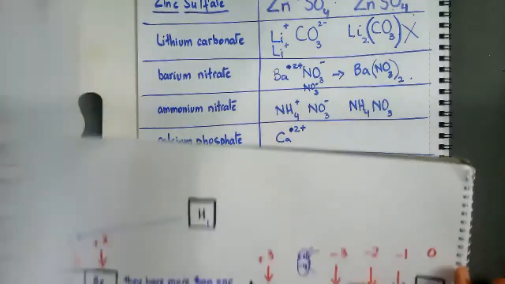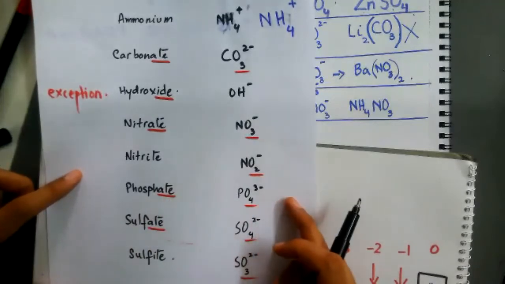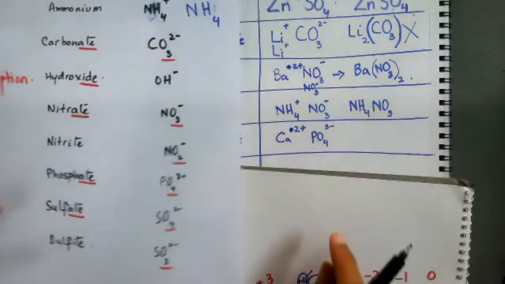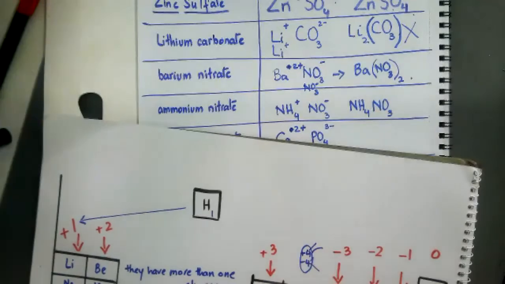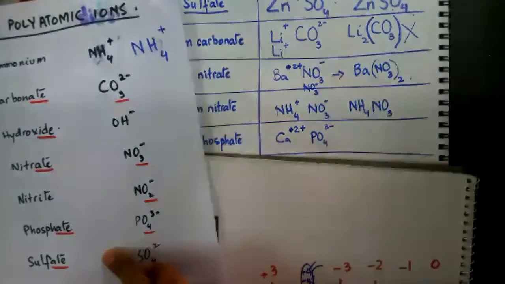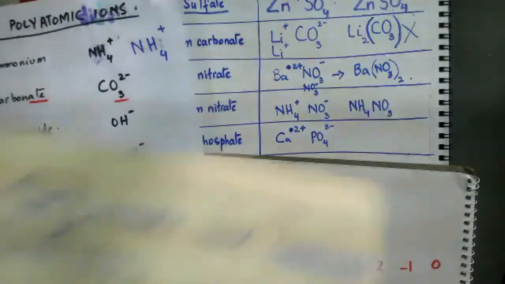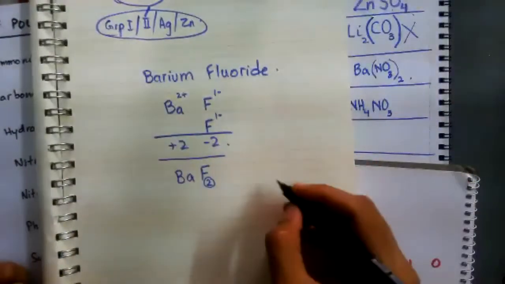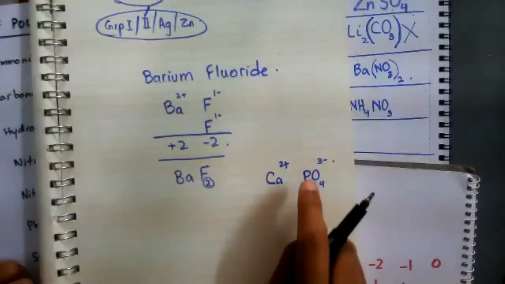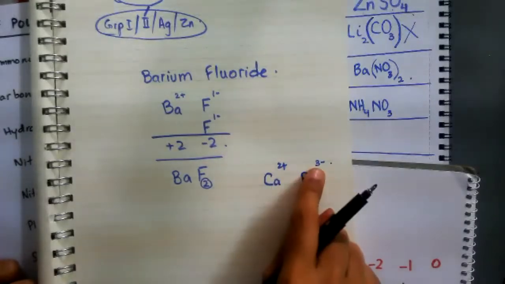And then phosphate, look at this. Phosphate is PO4 3-. Okay. So is this balanced? No. So how can I balance it, Sabiha? It's okay, Sabiha, it's okay. Calcium 2 plus and phosphate 3 minus. So how can I balance this? 3 2s are 6, 2 3s are 6.